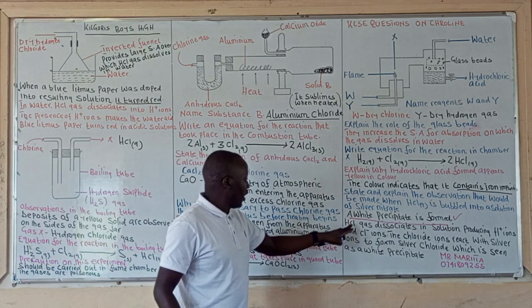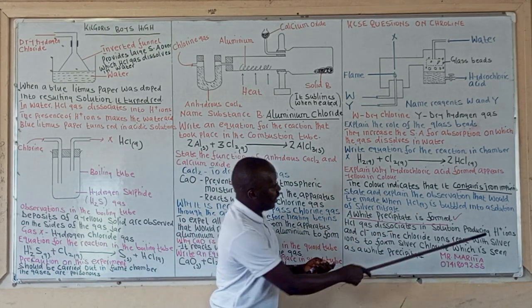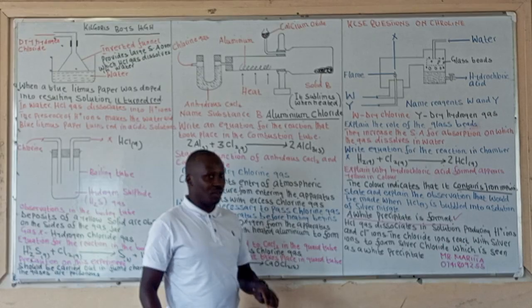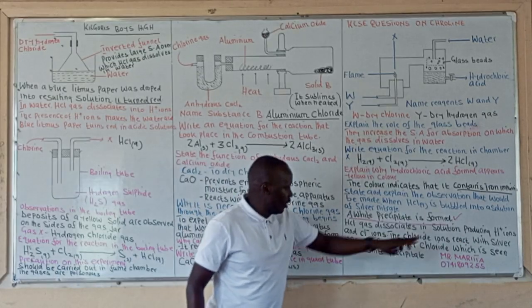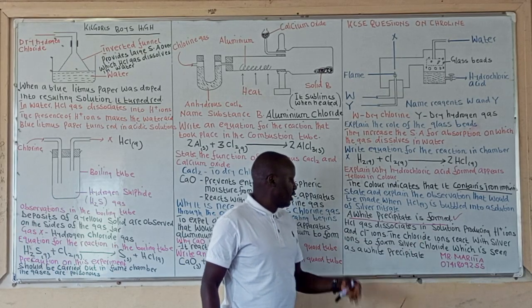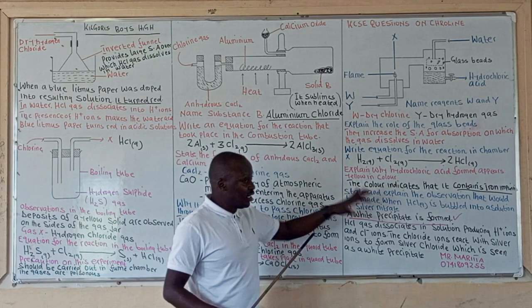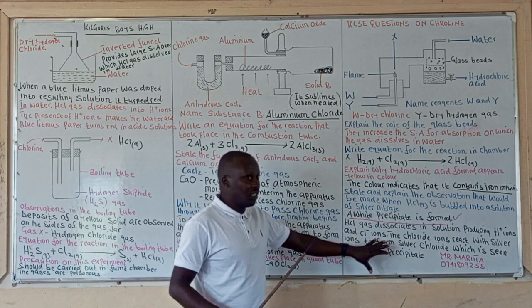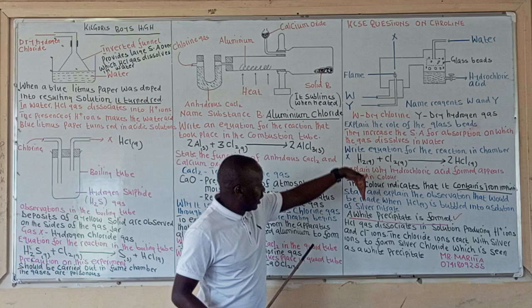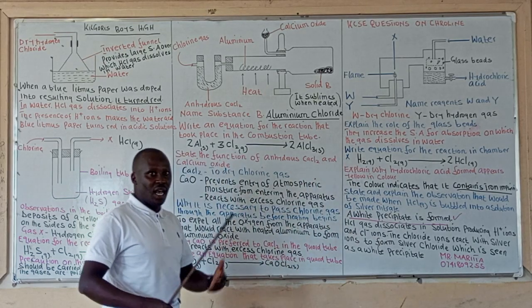So you just say hydrogen chloride gas dissociates in solution, producing hydrogen ions and chloride ions. The chloride ions react with the silver ions to form silver chloride, which is seen as a white precipitate. And that is the observation you can see when hydrogen chloride gas is passed through a solution of silver nitrate.